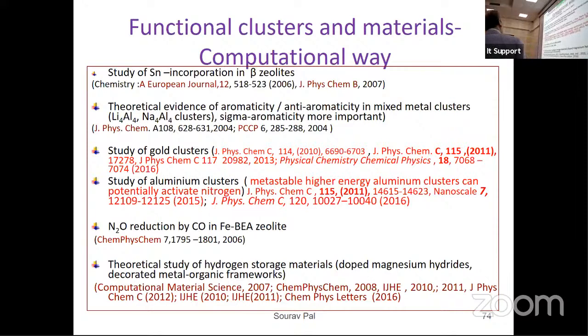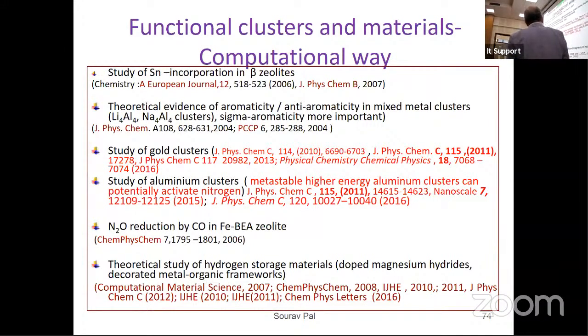Functional clusters and materials. I will not go into this, but we started very early days on TS-1 beta zeolite, which is a very good oxidation catalyst. Titanium was being done. In fact, Mal and Ramaswamy, I still remember the paper, I think in 2001, when they first synthesized Ti beta zeolite and showed that it's a very good oxidation catalyst.